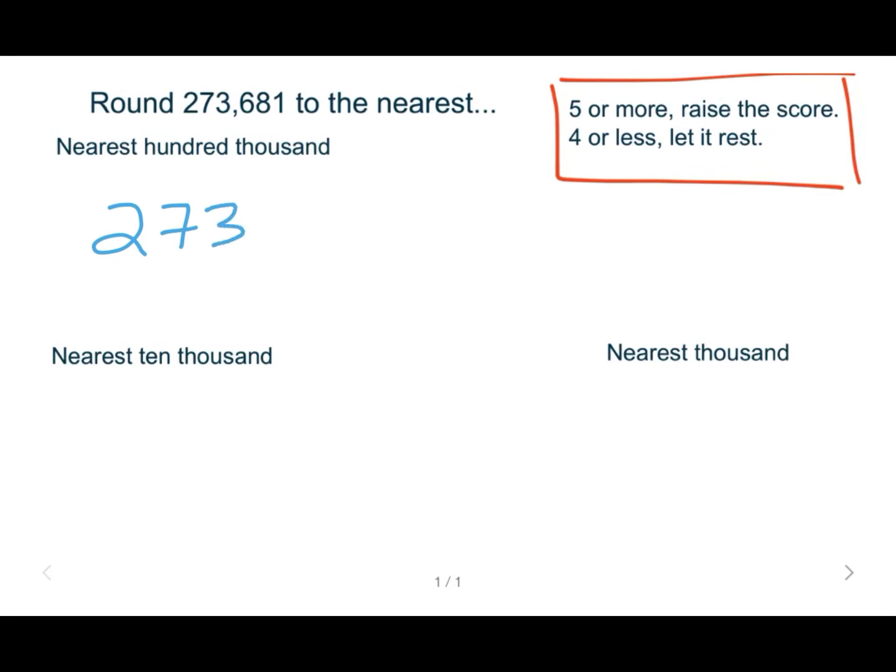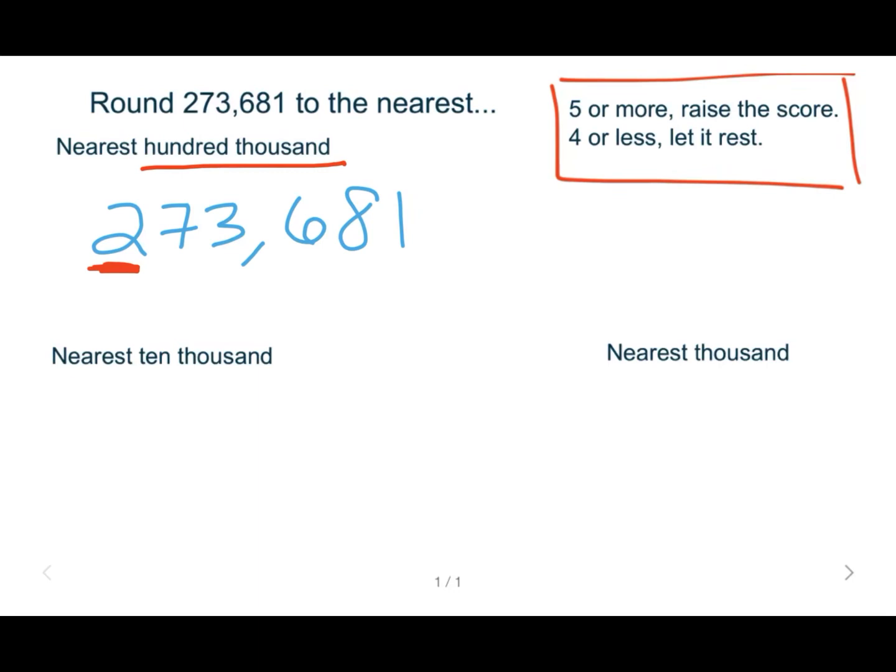So I'm going to rewrite our number that they gave us. And it tells us that we need to round to the nearest 100,000. So I'm going to underline those words. Now I'm going to look at my number and think which digit is in the 100,000s place. It's the 2. So I'm going to underline that as well.